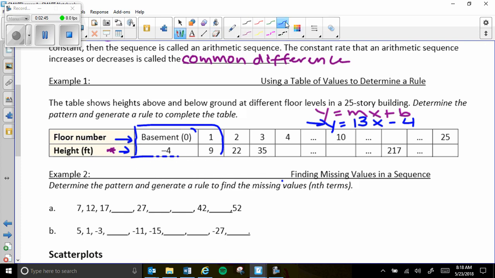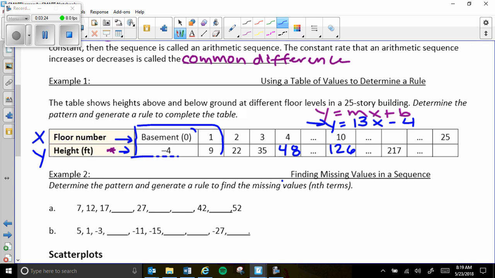So if I were to label these rows, my top row is my x and my bottom row are the y values. So this is saying when x is 4, what does y equal? And if we plug that into our calculator, 13 times 4 is 52, and 52 minus 4 gives me 48. So my missing value is 48. Then I plug 10 in for x, so 13 times 10 is 130. 130 minus 4 gives me 126.